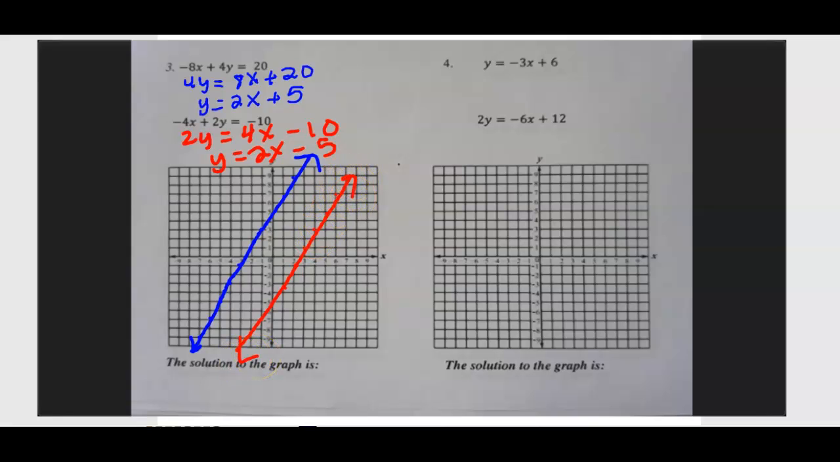Which means that if these lines continue forever and ever, they will never intersect. Therefore, because they are parallel lines and they never intersect, what is my solution? No solution. So you could do the little circle with the line through it. That stands for no solution. So it says the solution to the graph is no solution. Or you can be like me and write out all the words. So I want to practice writing on my board.